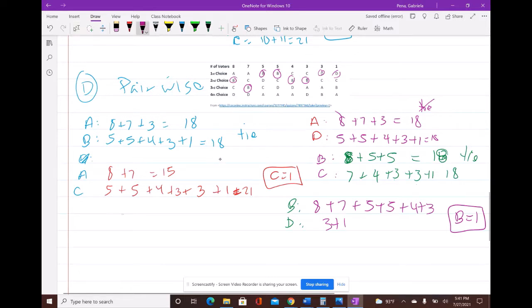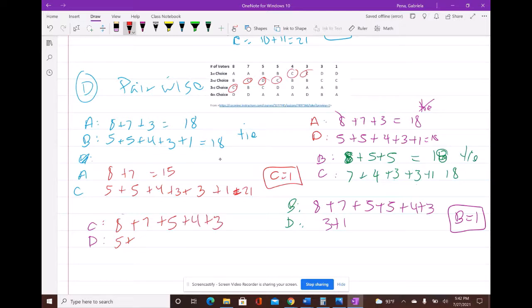And then we have CD. Between C and D. So C wins here. C wins here. D wins here. C wins here. C wins here. C wins there. D wins here. So C wins here. So who's the one that wins? It's going to be C.